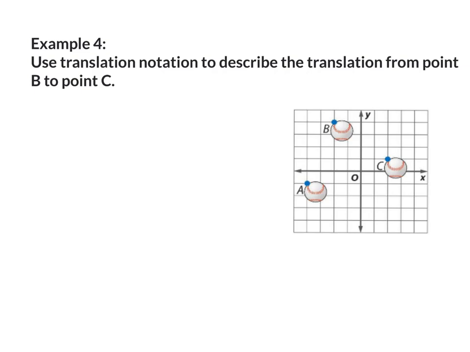Example number 4. Use translation notation to describe the translation from point B to point C. So we're going to start with our x value. So from point B, I'm going to move to the right 1, 2, 3, 4. Since I'm moving to the right, I'm going to add 4. So I'm going to take my x value, and I'm going to add 4. Now for my y value, I am going to be moving down. So I'm going to move 1, 2, 3. So I'm going to move down, so that means I'm going to subtract 3 since I'm moving down. So I'm going to take my y value and subtract 3.